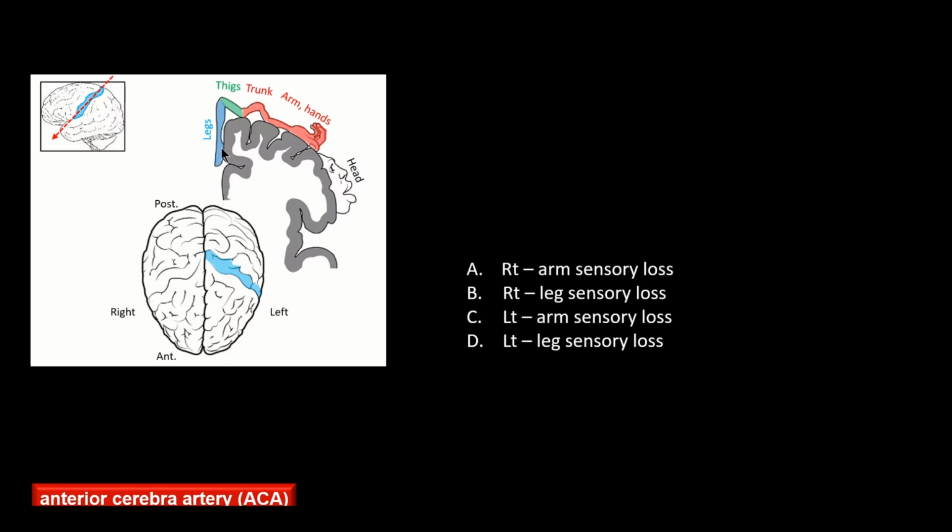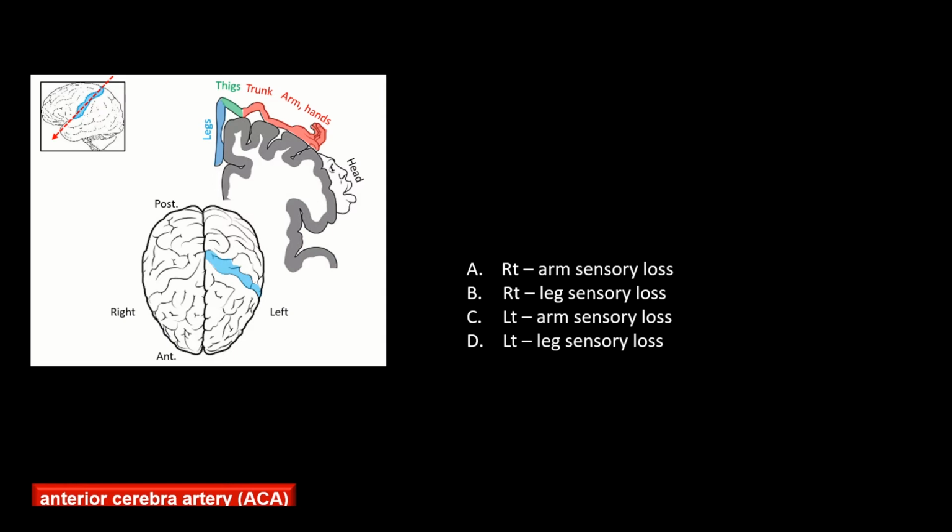So this is an inverted representation of our body on the primary sensory area, and that is known as the sensory homunculus. Just to add over here, the anal and the genital regions are also found on the medial side in an area which is known as the paracentral lobule.